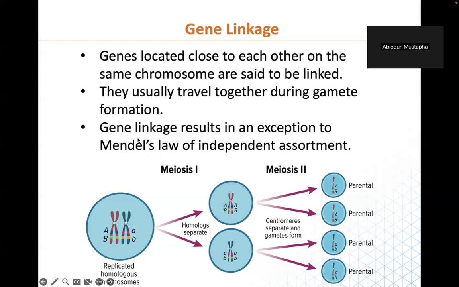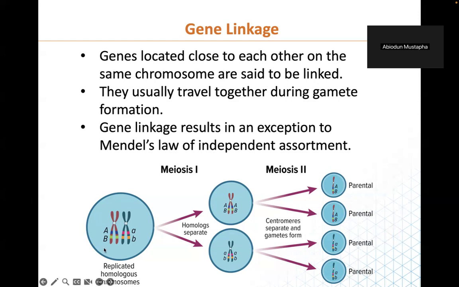If you remember, Mendel's law of independent assortment says the alleles do not have a unique pathway in which to get inherited, but this law has been affected by the principle that genes that are linked together get inherited together. So gene linkage results in an exception to Mendel's law of independent assortment.